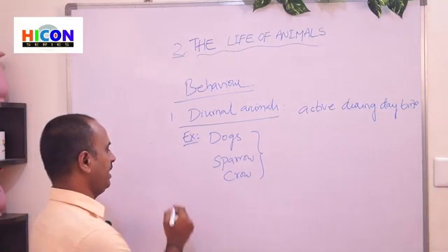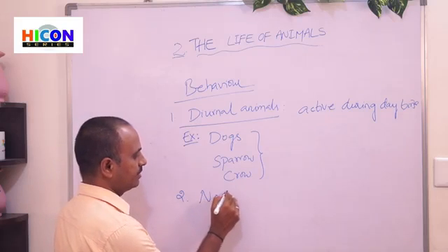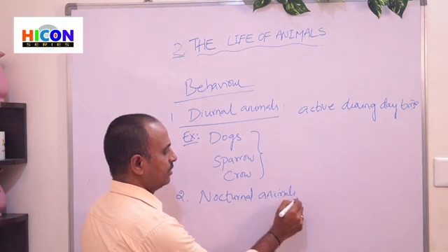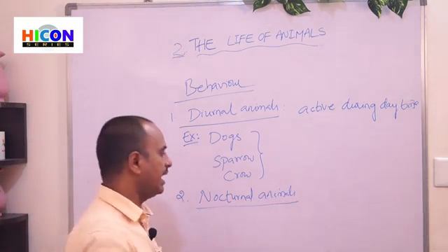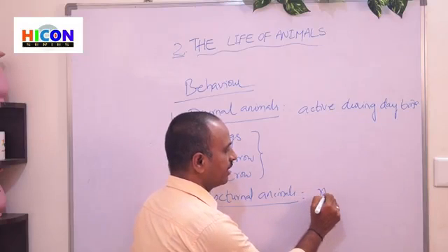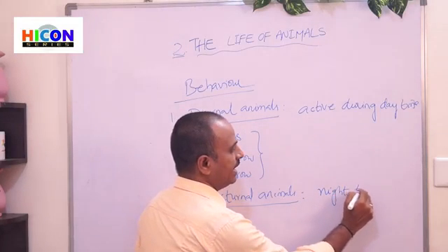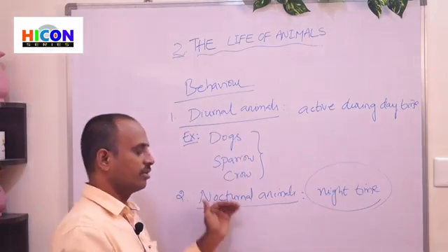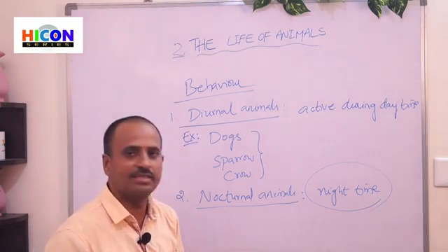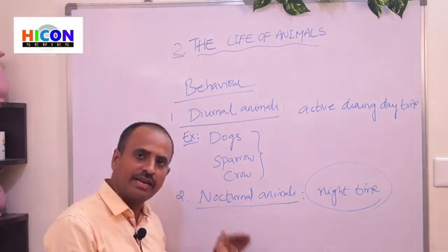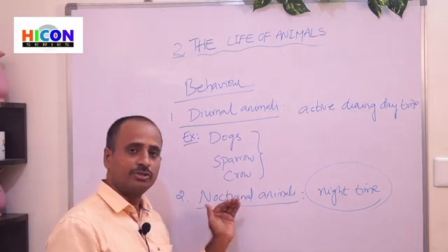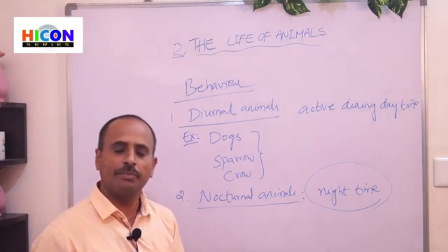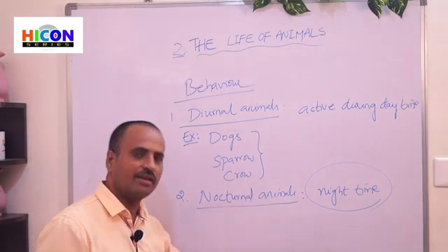Now the second type of animals are nocturnal animals. These animals are active only during night time. The animals which are active only during night time are called nocturnal animals. Active means they can move only during night time, they can eat during night time, and they can perform their daily activities during the night time.